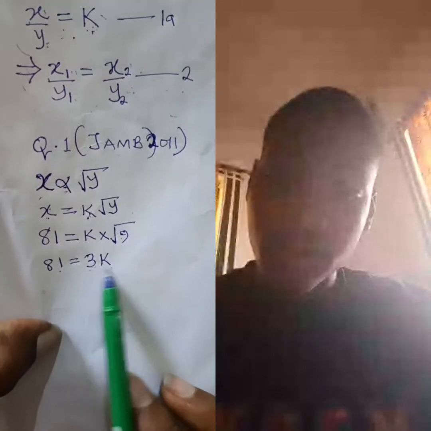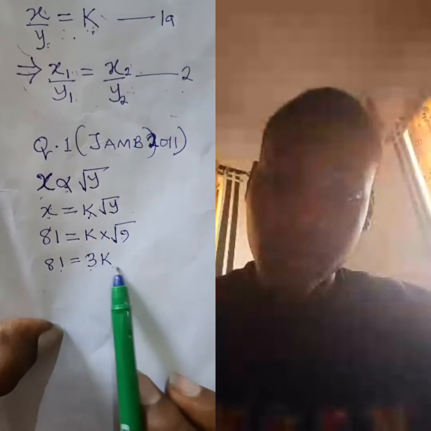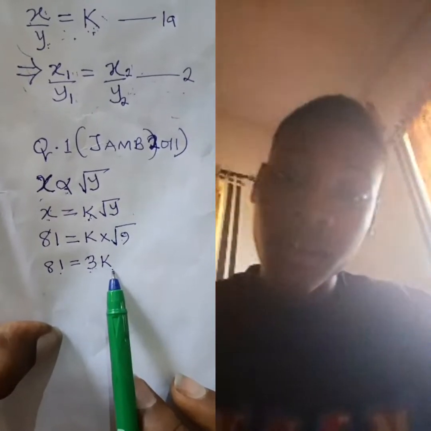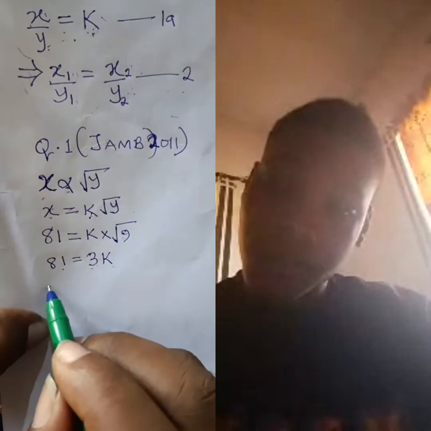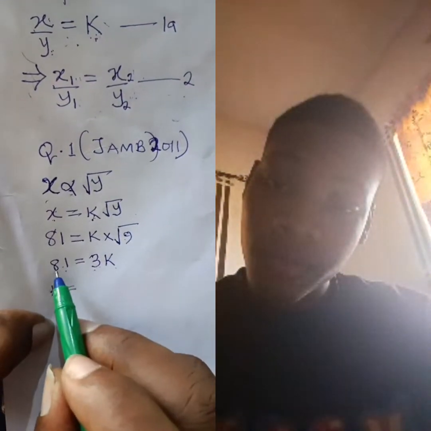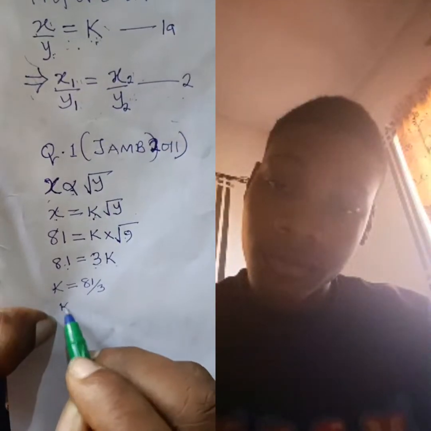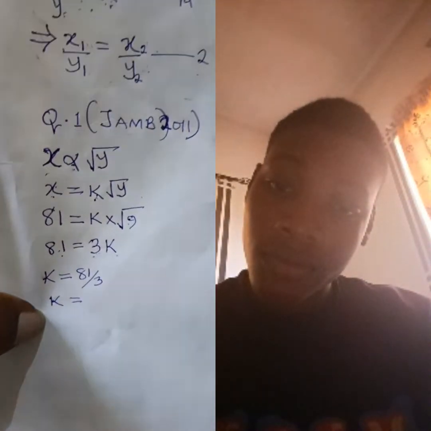If you divide it by 3, what will be left? K. So you write K equal to 81 divided by 3. 81 divided by 3, do you know what you're going to get?